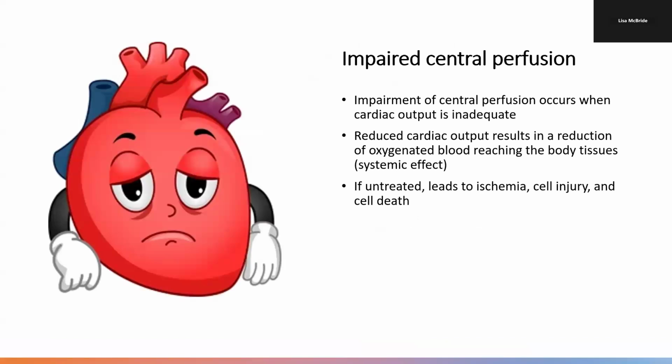So, if we have impaired central perfusion, it means that our heart is not working well, or our lungs are not working well, our heart is a little bit sick. What happens? What happens to our body? What happens to our heart function? And how is the rest of our body going to be doing if our heart's not functioning correctly?